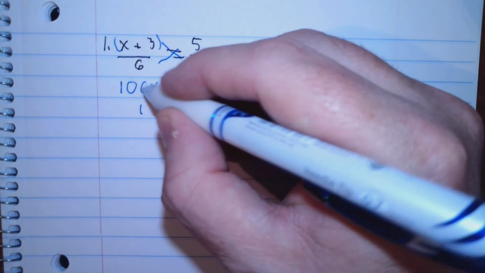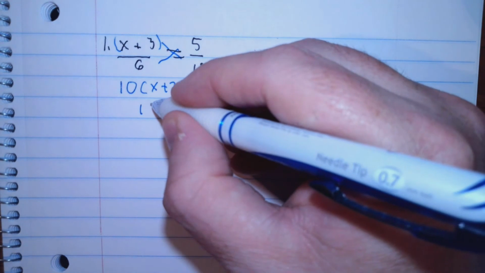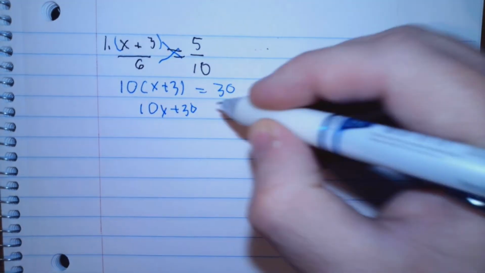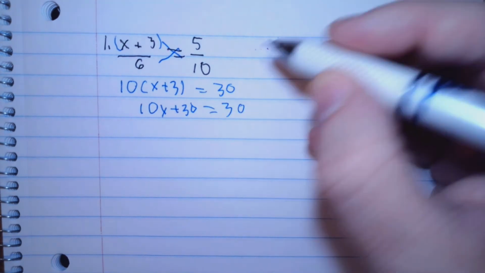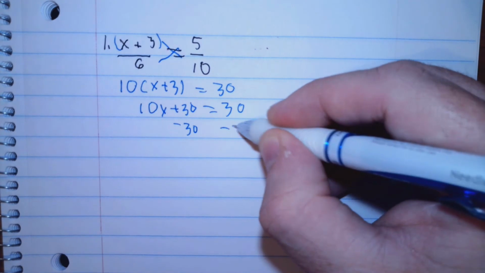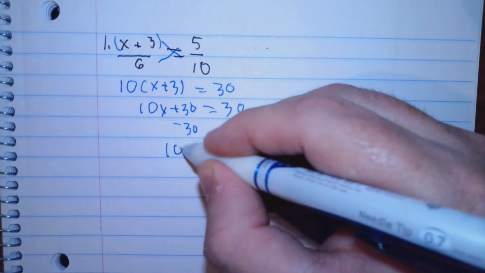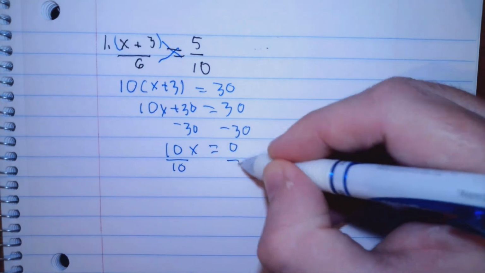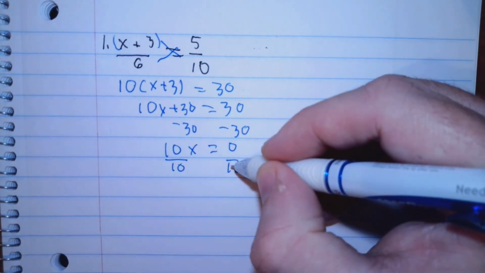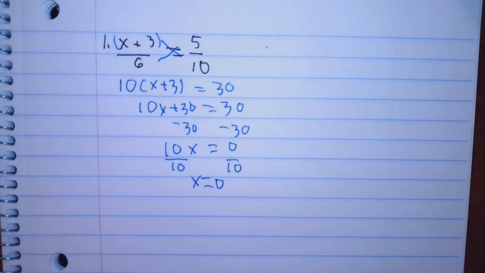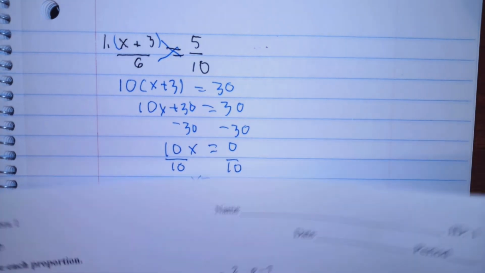Distribute property. 10 times x is 10x. 10 times 3 is 30. Equals 30. Well, we're going to subtract 30. Subtract 30. We get 10x equals 0. Divide by 10. Divide by 10. Well, I guess x equals 0. Okay, moving on. Let's go ahead and move on to number 9.